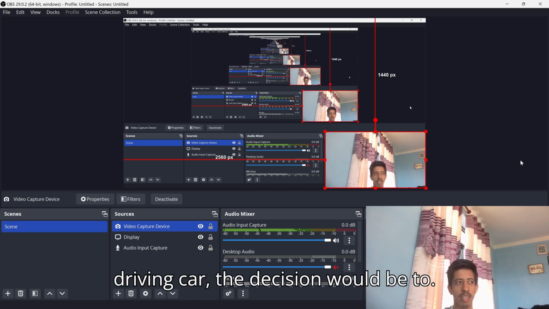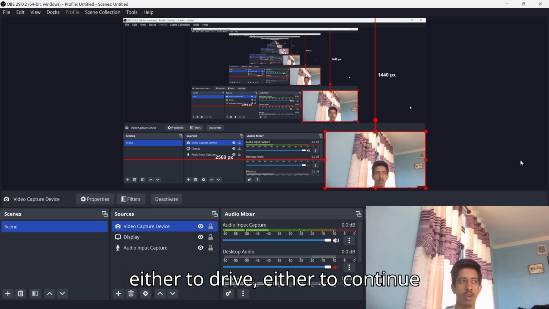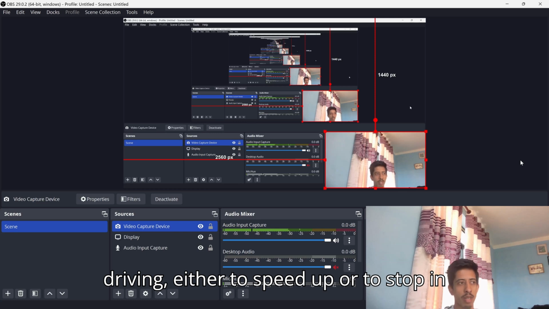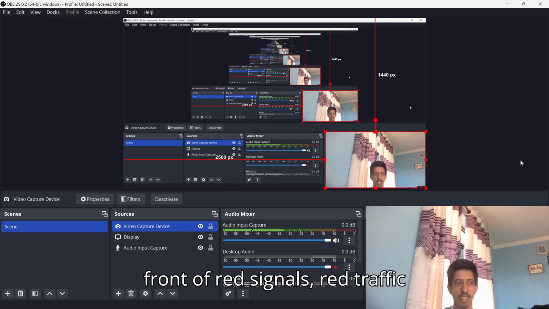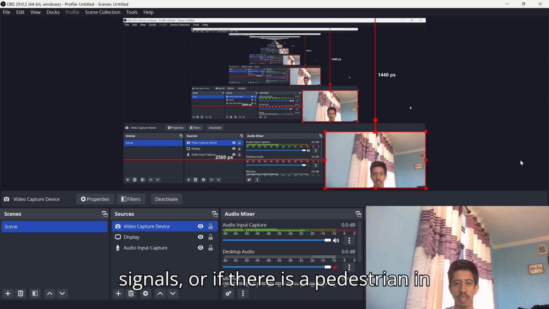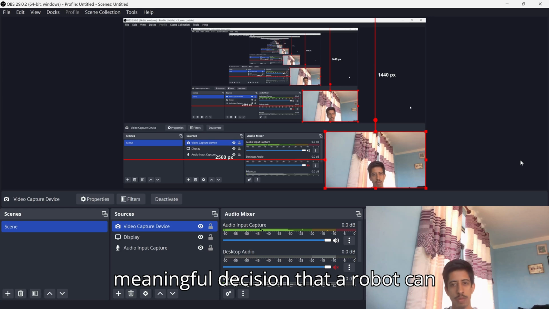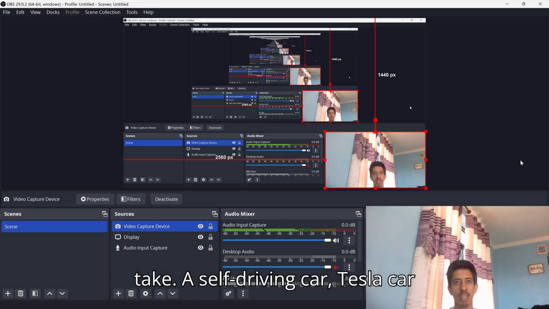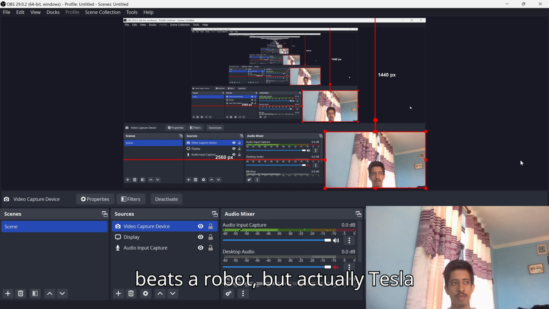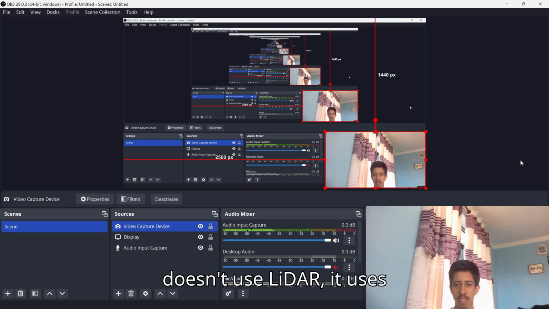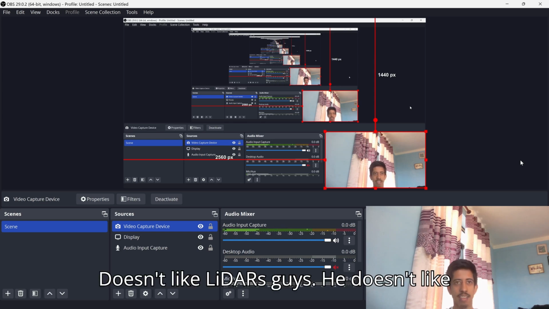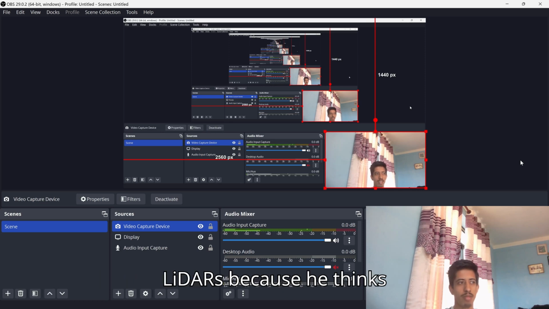For a self-driving car, the decision would be to continue driving, to speed up, or to stop in front of red traffic signals, or if there is a pedestrian on the road, you gotta stop. So that's a meaningful decision that a robot can take. A self-driving car, a Tesla car, is a robot. But actually, Tesla does not use LiDAR. It uses cameras. Elon Musk doesn't like LiDARs, guys. He doesn't like LiDARs because he thinks it's foolish to use them.